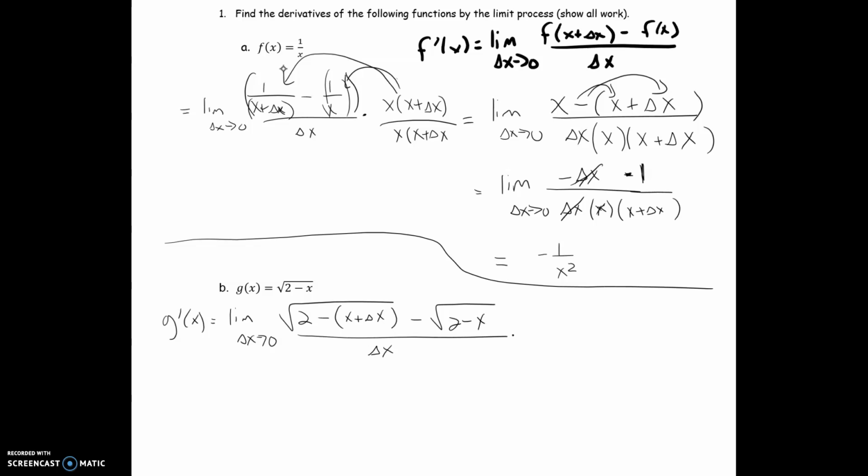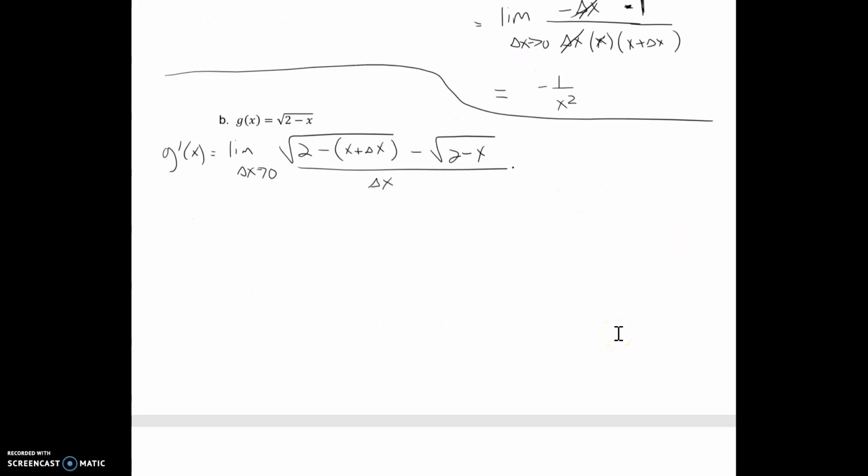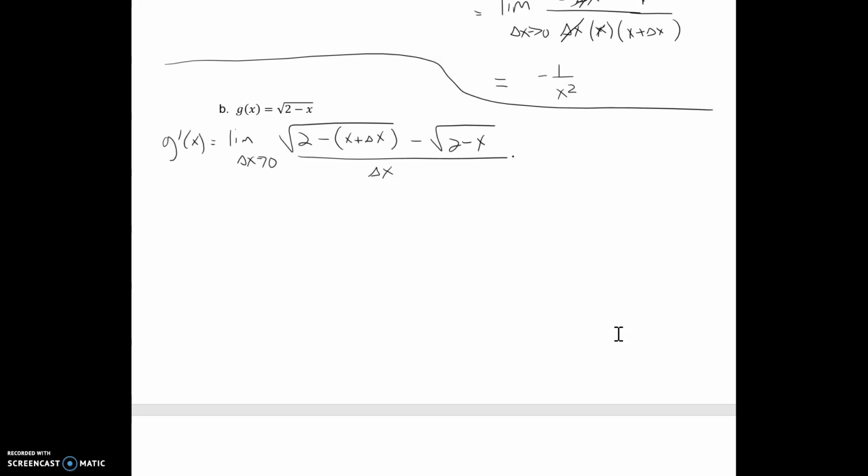Okay, let's do some algebra. The algebra step I'm going to do is multiply by the conjugate, right? We're going to rationalize the numerator. When I rationalize the numerator here, I rewrite this expression, the first part of my difference, the square root of 2 minus x plus delta x, and then the conjugate of this difference is the sum of those two terms. And then in math, if I multiply the numerator by a number, I got to do the same in the denominator. It's a trick we like to do a lot. Multiply by 1. This is just a form of 1.